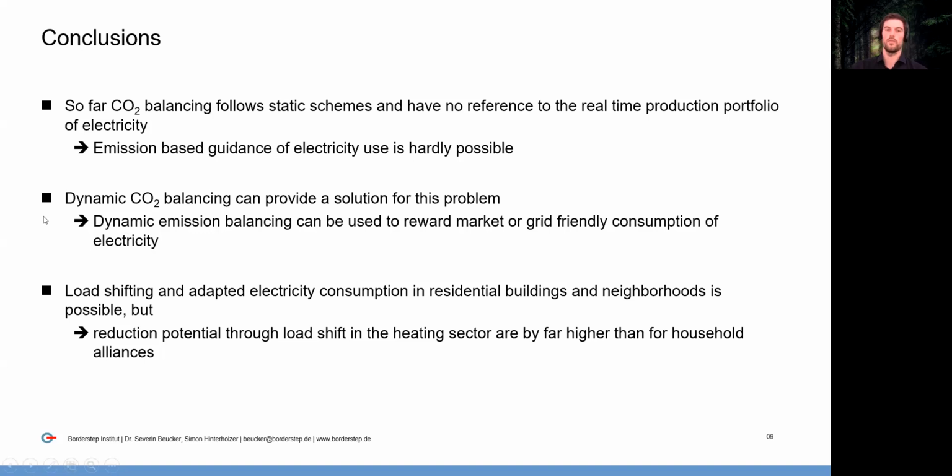And for our district, we found out that the load shifting and adapted electricity consumption in the household appliances has some effect on the CO2 emissions, but a higher effect can be gained with the heat supply and the bigger devices that we have in the district, and they have more effect on the power production, the power draw of the overall district. So this has a bigger impact on the CO2 emissions if we use that more flexible.